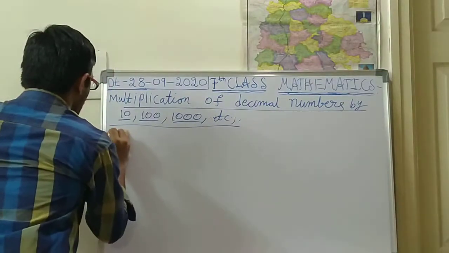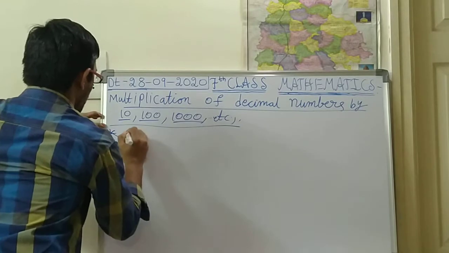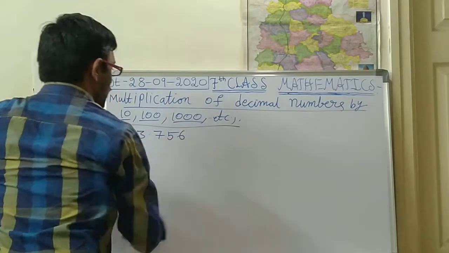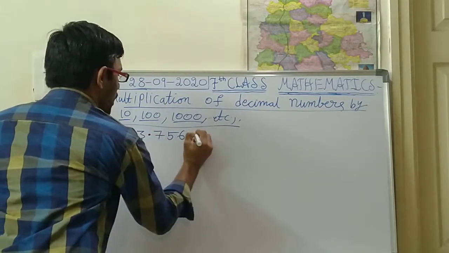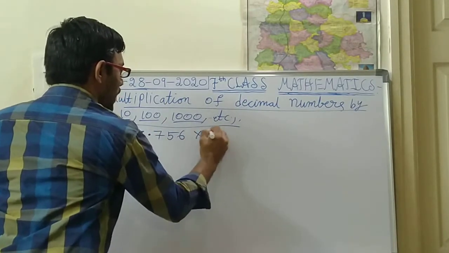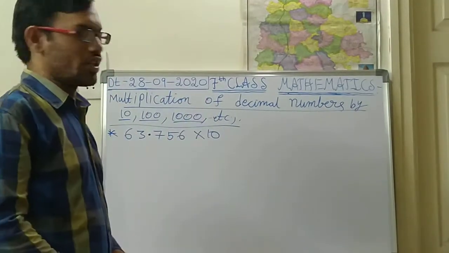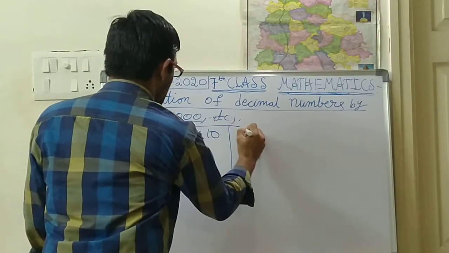See children, so the first one. Instead of 4 I will write 63.756. This number you are supposed to multiply with 10. First we shall multiply with 10. What it will become we shall see. Okay, multiplying with 10.